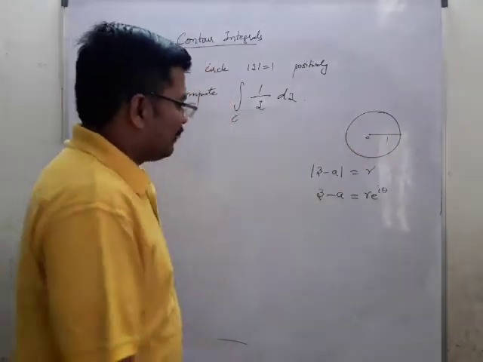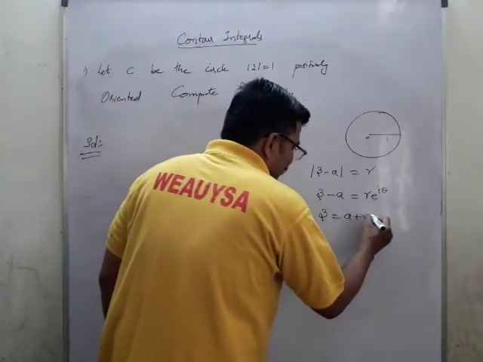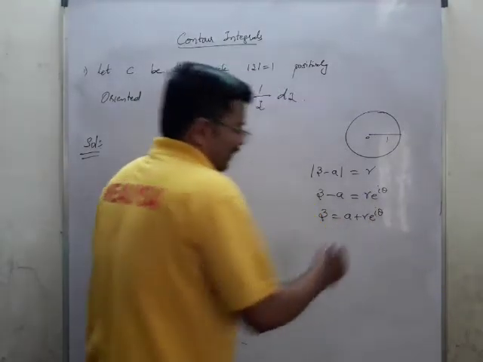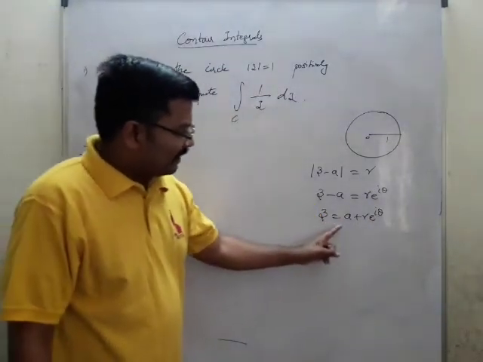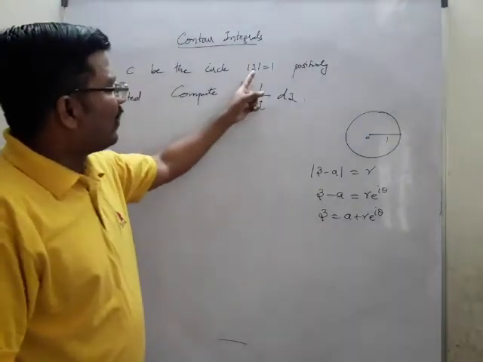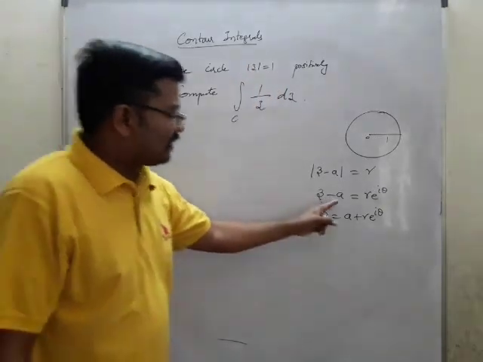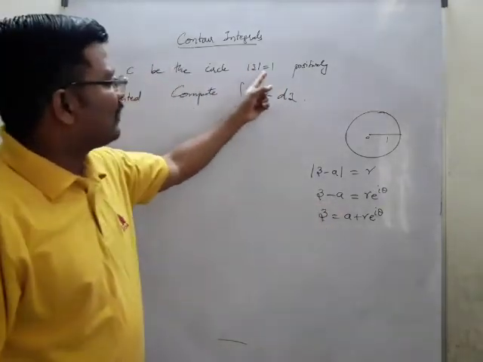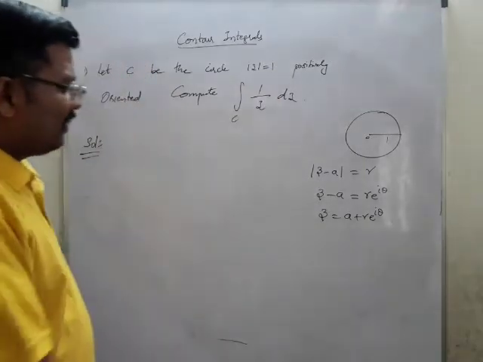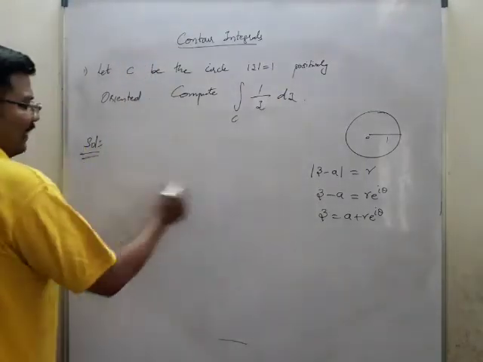Therefore z is equal to a plus r e power i theta. But here mod z is equal to r, which is 1, so a is 0. Therefore we get z is equal to e power i theta. So first I will write all these things.